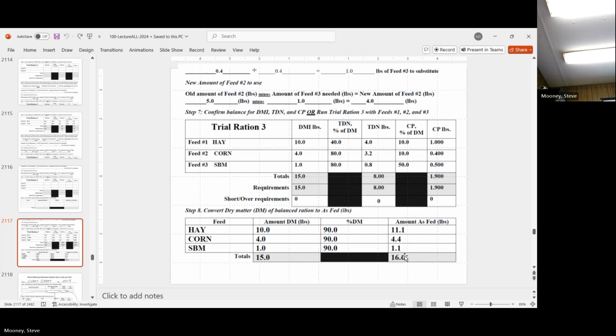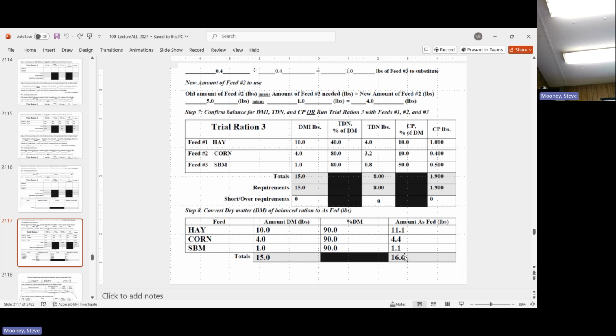What's step 8? As fed pounds, what do we call that? We balance on a dry matter basis, we feed on an as fed basis. What is this? Mixed sheet for 1 cow. So we have our dry matter pounds that we have from our balanced ration. We have our dry matter percents. How do we get from dry matter pounds to as fed pounds? Everybody remember? Or look on your cheat sheet.